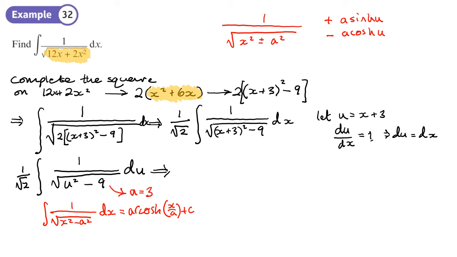So I can just write straight down now that I'm going to have arcosh, and it's not going to be x, it's going to be u over 3, plus c. And that's it. So that's our final answer. Yeah, so a slightly different technique on this one.